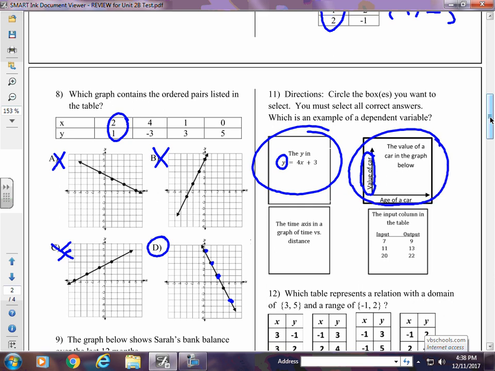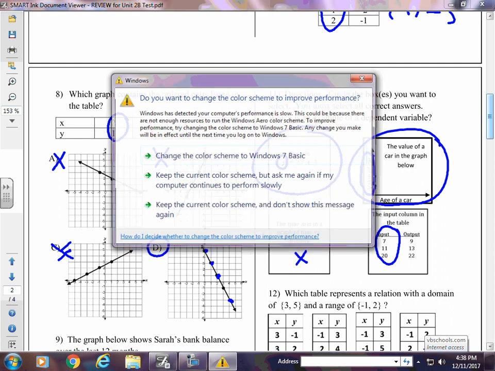The time axis in a graph of time versus distance, time is always x, so we don't want that one. The input column in the table, that's always x, so we don't want that one either. So the only two that fit the answer are the first two.